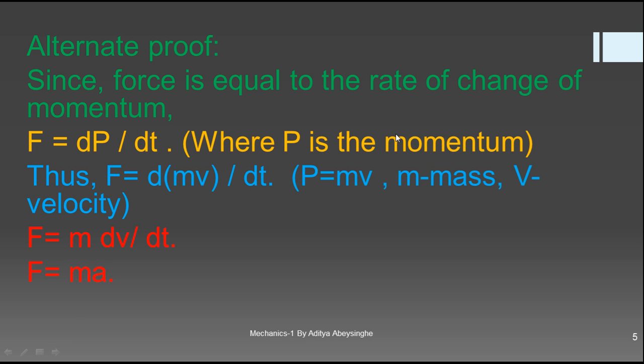So I'll take the momentum to be p. You know that p equals mv, right? So m is the mass and v is the velocity. When I substitute mv in place of p here, I can say that F is equal to d(mv) over dt, or we are actually differentiating mv with respect to t. I can take the mass out because mass is a constant. So mass times dv over dt is a. So F equals ma again. So that's it about Newton's second law.